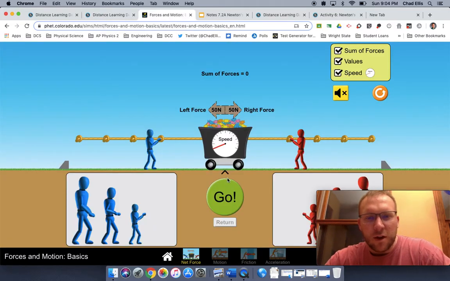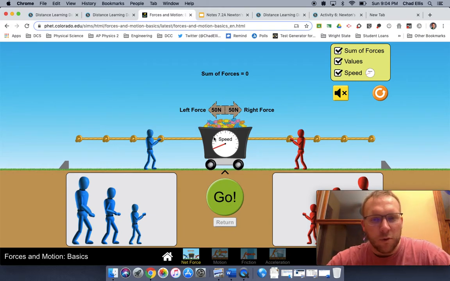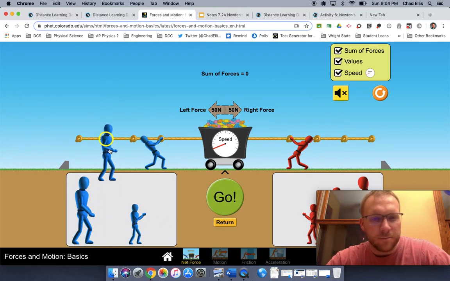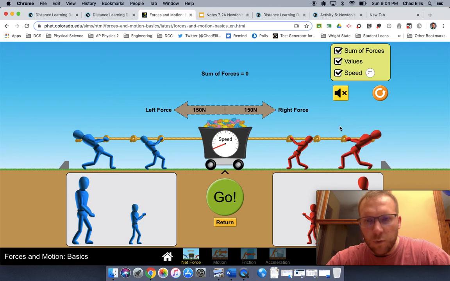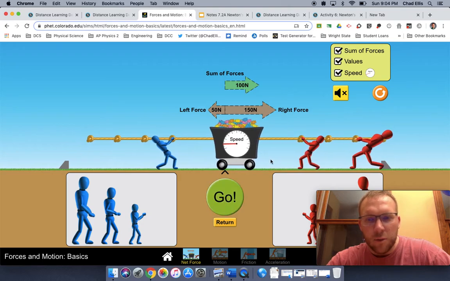Okay, so first you started with this. Sum of forces is another way to say net force. So if we add all the forces up, how does that impact the motion? When we press go, nothing happens. The net force is 0. We have 50 newtons to the right, 50 newtons to the left. It doesn't matter what we have, as long as they are exactly the same, then the net force is 0, and so nothing's going to happen.